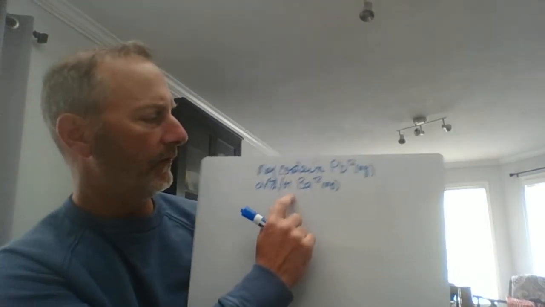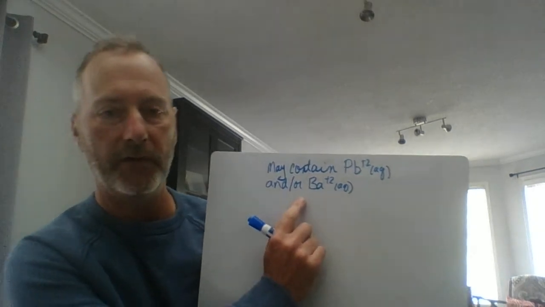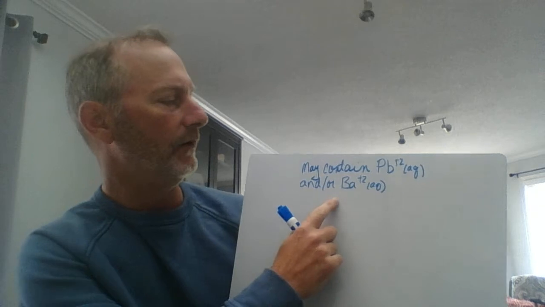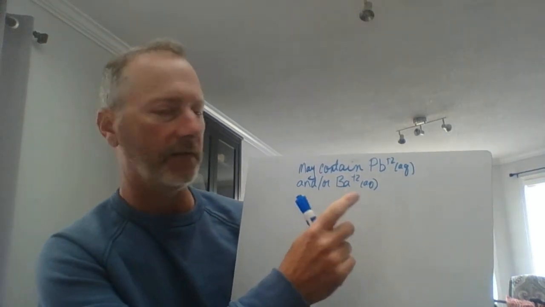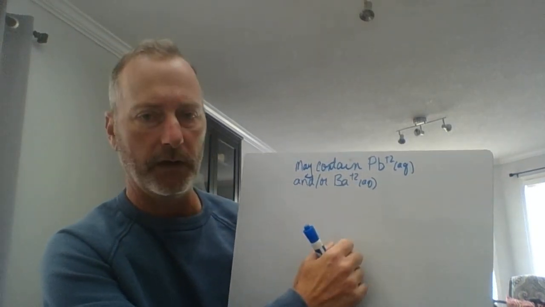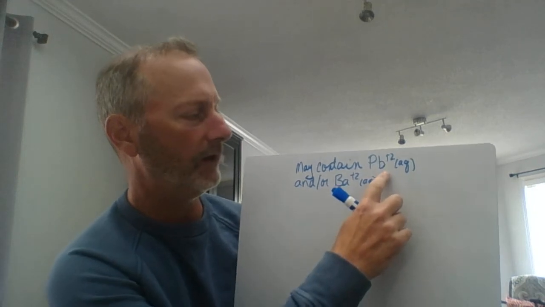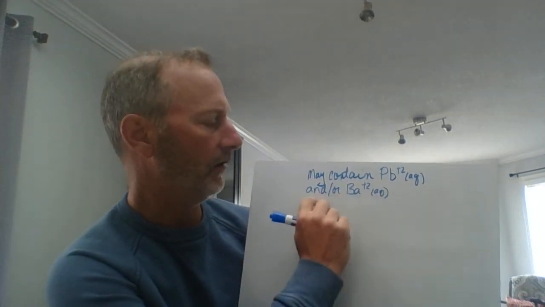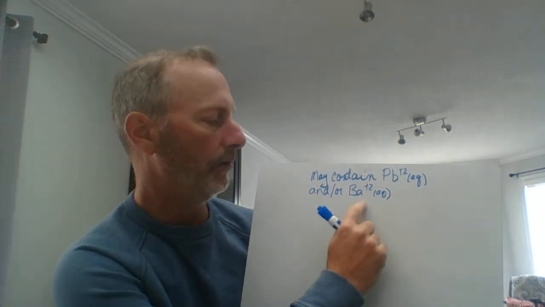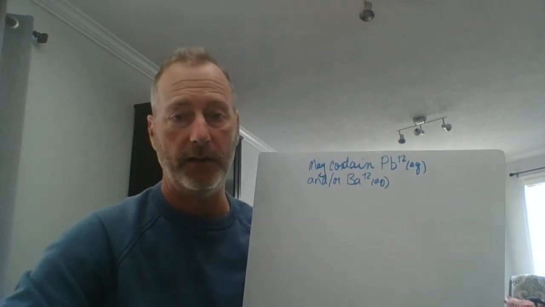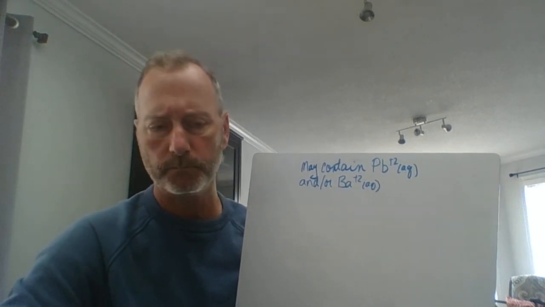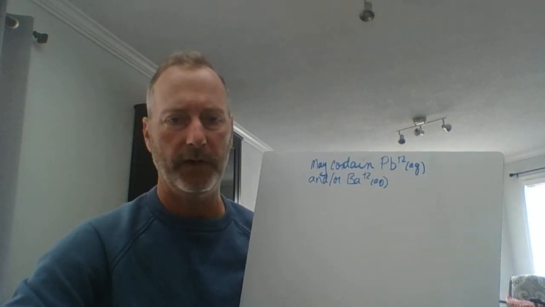So in a common one, we've got a leaky bottle of solution, and we're not sure what it is because the label's fallen off. That's kind of a common example. And we know that it may have lead-2 ions in it and or barium-2 ions. It may have one, it may have both, it may have neither. So we've got to figure out how we're going to be able to check for that.